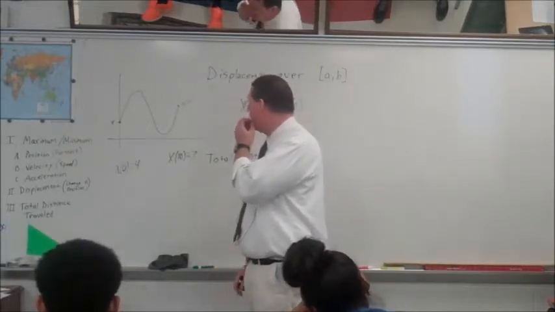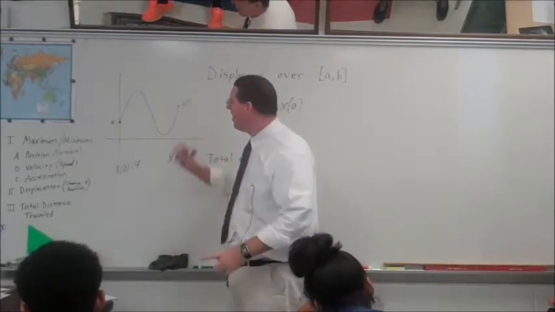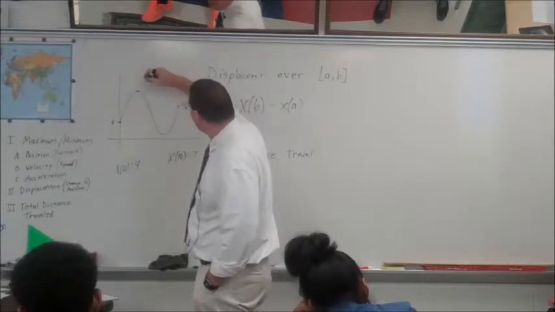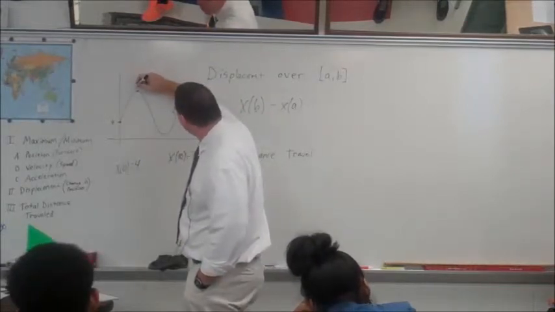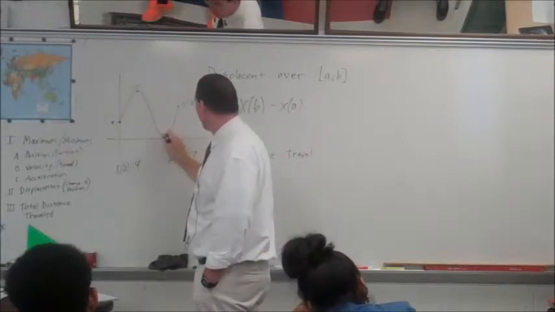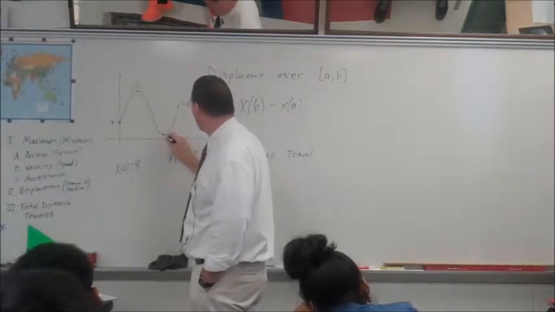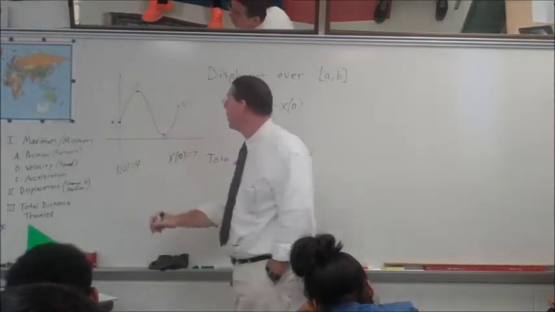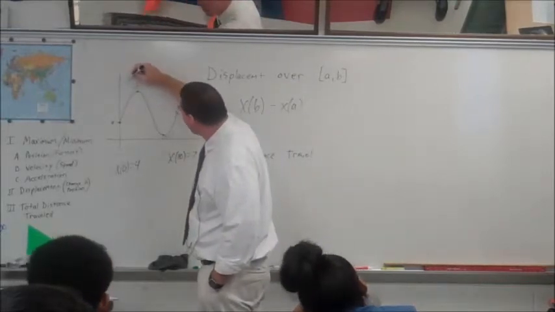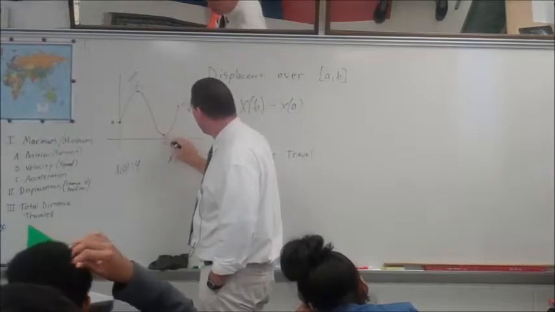All right, so now, did it only travel 3 feet? No. Let's say, for the sake of argument, that this point up here is, I don't know, (3, 9). And let's say that this point down here is (8, 1). So we've got (3, 9) and (8, 1). More specifically, x of 3 equals 9, and x of 8 equals 1.